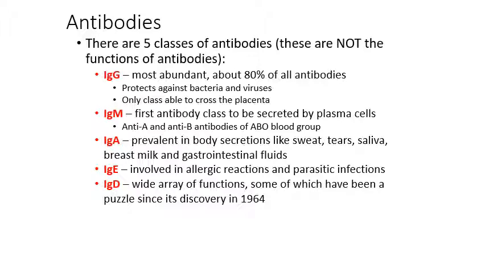Immunoglobulin E, IgE, is involved in allergic reactions and parasitic infections. IgD, we don't really know what IgD does. It's definitely an antibody that we find on the surface of B cells, but we still don't quite know what its function is.